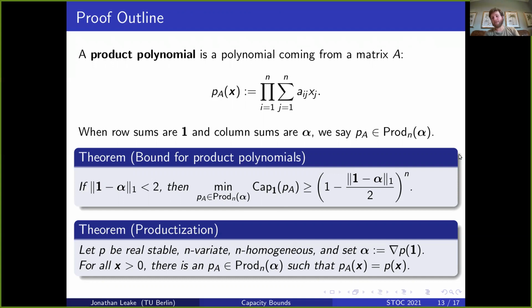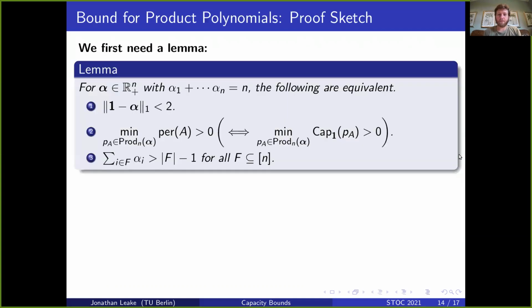Okay. So let's talk very, very briefly about the proof. The first part is the bound for product polynomials. And essentially it follows from this lemma, which is a pretty interesting fact. It basically says that this condition on the marginals, being close to all ones, is equivalent to saying that every matrix within this space has permanent greater than 0.